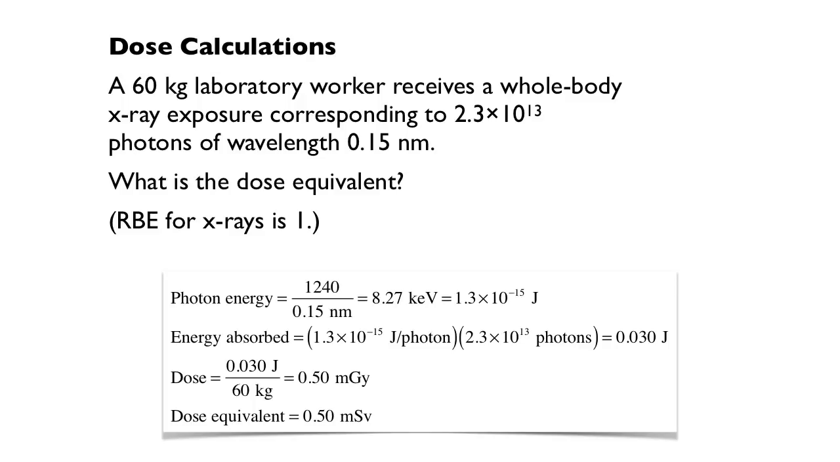So the photon energy, I did it using our 1240 calculation and then converting, I get this many joules per photon. So the energy that's absorbed is that many joules per photon times the number of photons. It's this many joules. The dose is the absorbed energy divided by the mass, which is 0.5 milligrays, and that turns into 0.5 millisieverts. And so that will be comparable to a chest X-ray. And my assessment is Brian wouldn't give us a problem where I was significantly damaging somebody. That's something that's noticeable, something that's worrying, but not something that is going to be immediately dangerous to the person.